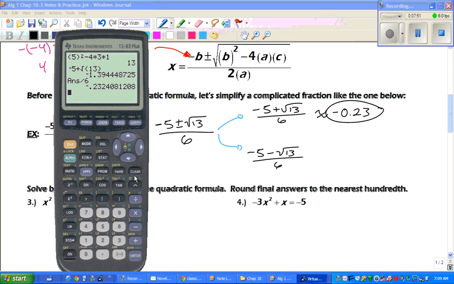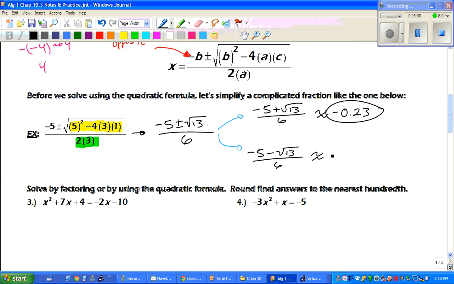But now we have to do the subtraction, and we're going to do the same thing. Negative 5 minus the square root of 13. I get my answer, and now I have to divide it by 6. And when you round that, you get negative 1.43. Okay?